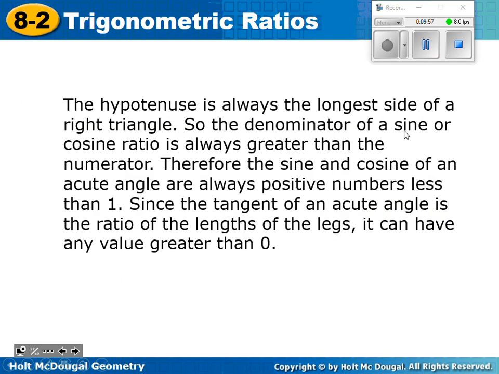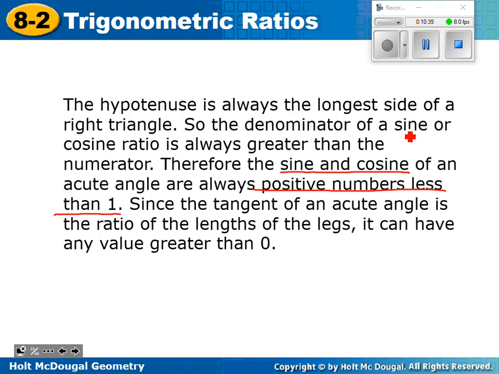You should be able just to evaluate based on plugging those in. Okay, so when we're talking about these trig ratios, something that's important for pre-cal in a couple years, the hypotenuse is always the longest side of a right triangle. So the denominator of a sine or a cosine ratio is always greater than the numerator. Make sure you understand what that's saying. The hypotenuse is always the longest side. So the bottom here is always going to be bigger than the top, right? Which means these numbers will always be fractions less than 1. Okay? So that means the sine and cosine will always be positive numbers less than 1.